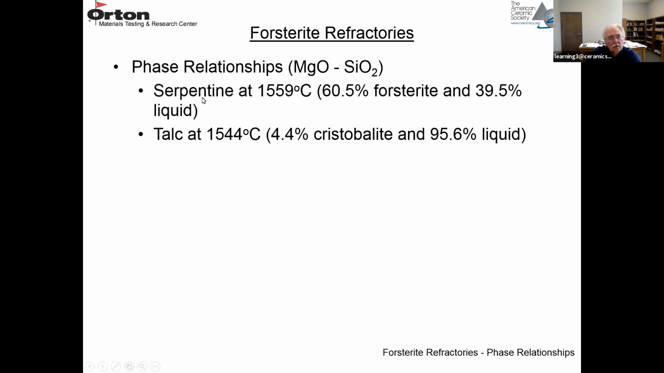Also, the other minerals that can be present, serpentine is about 60.5% forsterite and 39.5% liquid at this temperature, 1559 degrees C. And talc at this temperature, 1544 degrees C, is 4% cristobalite and almost 96% liquid. So these are low melting materials that are in olivine.